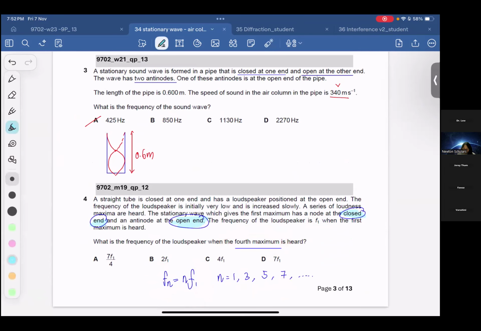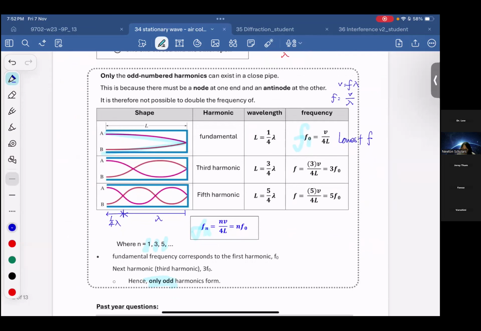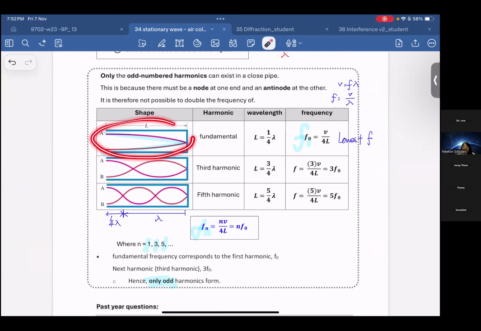7F1. Okay, so I come back to here. This one is the first maxima I can hear. This one is the second maxima I can hear. I continue adjusting, then this one is the third one, and the fourth one. How do I know the fourth one? F0, 3F0, 5F0, and 7F0.